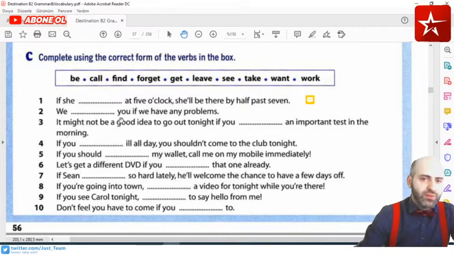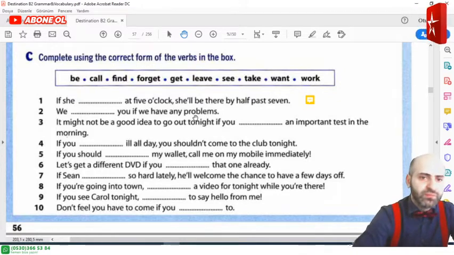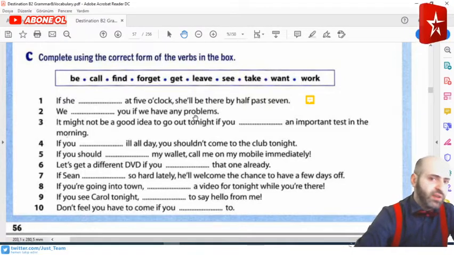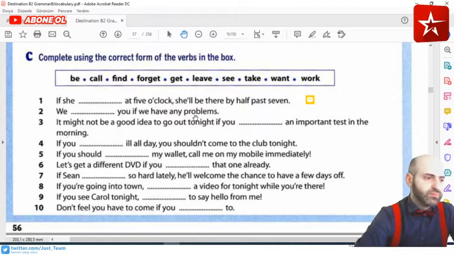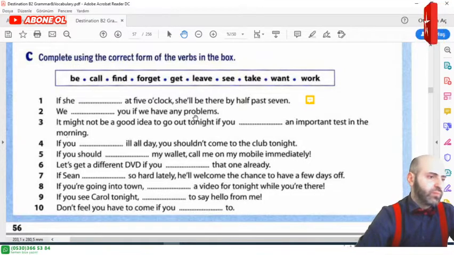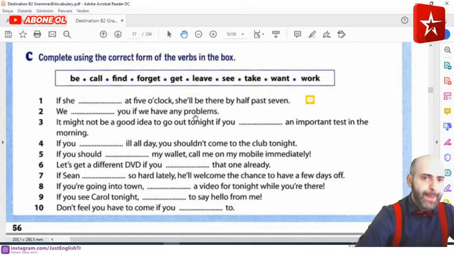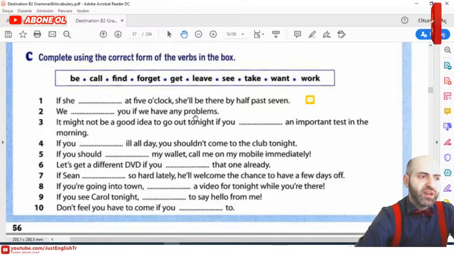We blah blah blah you if we have any problems. What do you think is number 2? We blah blah blah you if we have any problems. Which verb do we need and which tense do we need? Irina, Ahmed, and Machinist Man, you chose the correct verb, but which tense do we need to use, guys? Which type of conditional is this?